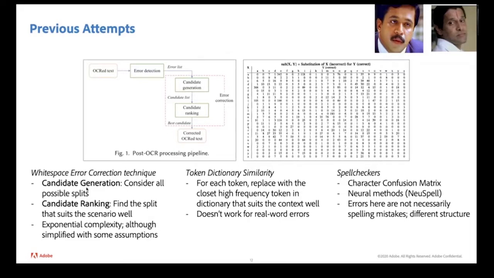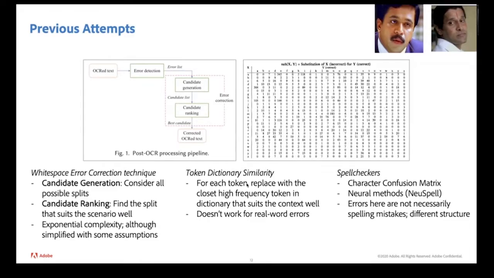But again, it has this exponential complexity, which is very difficult to implement for longer texts. Our PDFs have huge sentences, so it's difficult to use this white space error correction module. Token similarity is something where, when you see a word that does not exist in your dictionary, it is an erroneous word. So you replace it with the closest word in your dictionary.